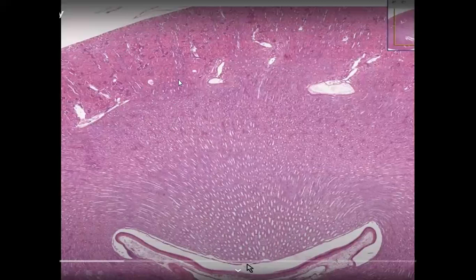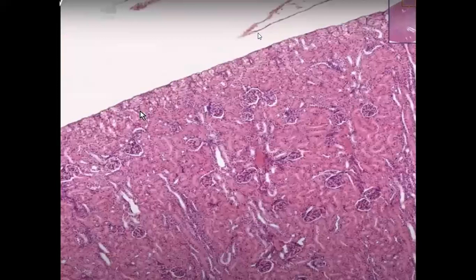So let's discuss further, going on high power, to discuss this outer cortex. This cortex contains many glomeruli, which are surrounded by the Bowman's space and then Bowman's capsule, which opens into the tubular system. The first they interact with is the proximal tubule.